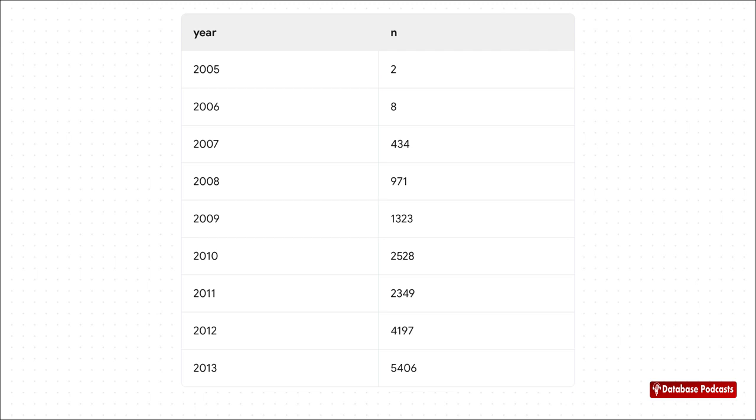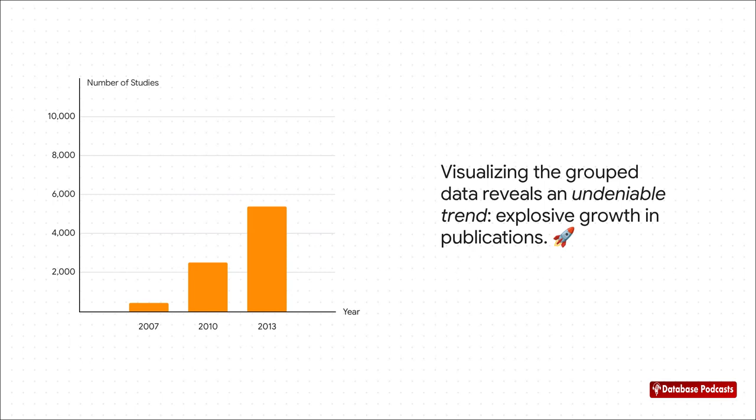We've just turned a pile of raw data into a story. And a picture is worth 1,000 words, right? This chart just brings that story to life. When you visualize that grouped data, the trend is impossible to miss. You can immediately see this explosive growth in publications. That is the leap from just having data to actually having knowledge.